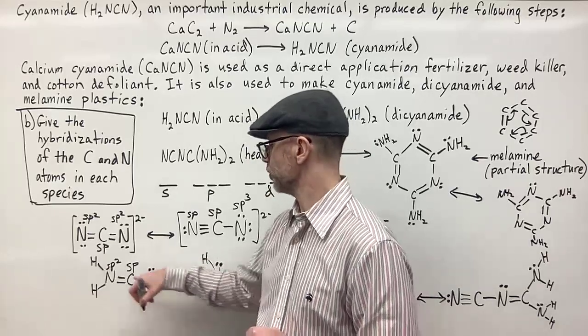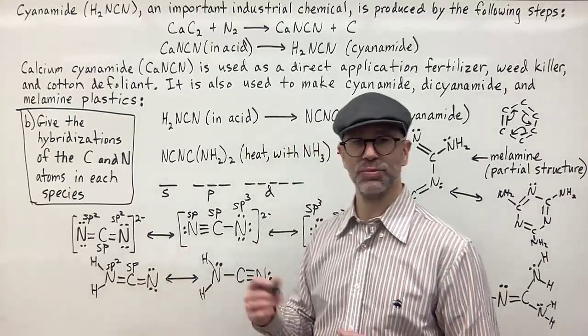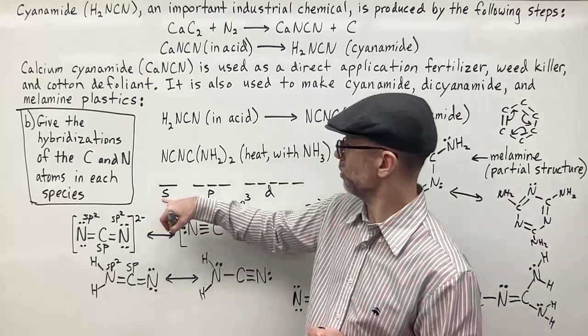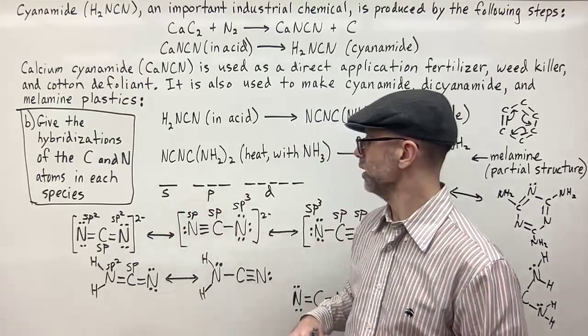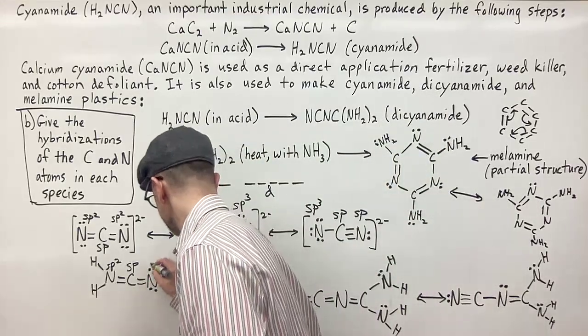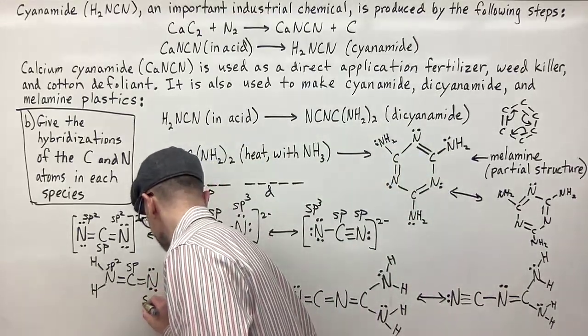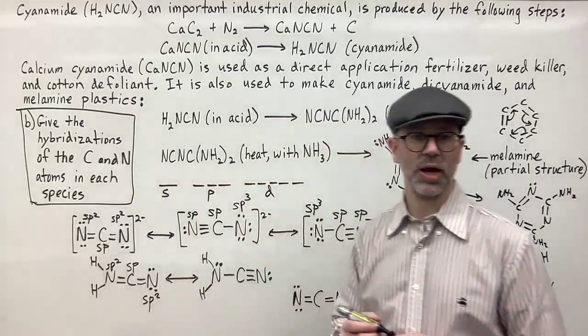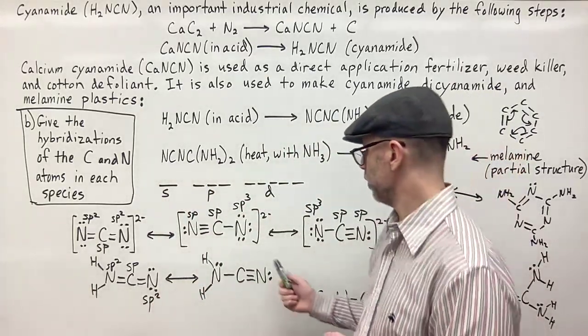And here I have two lone pairs with a double bond. That's 3 electron groups. So I need 3 atomic orbitals. So that's 1, 2, 3. So that's going to be sp2 hybridized. I'll write it down here. sp2 hybridized. And what about over here?